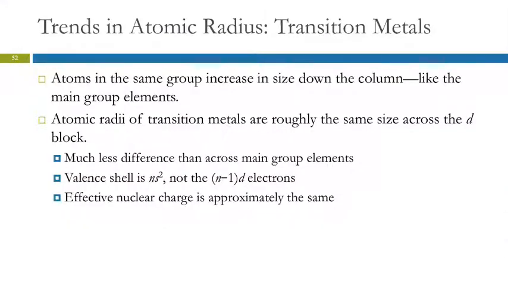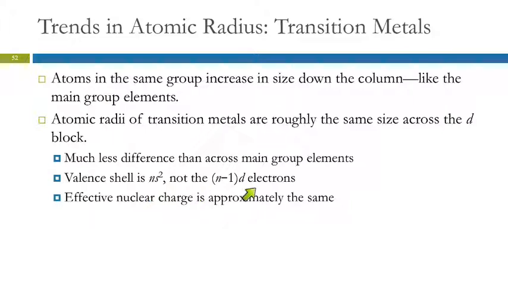What about the transition metals? They're kind of squirrely. As we go down the column, the trend holds pretty well because you're adding principal levels. But when you go across the transition metals in the same period, the atomic radii are all approximately the same size. There's very little difference, and the trend is not very good. The effective nuclear charge is also approximately the same, because the valence shell is the s2, not the d electrons.